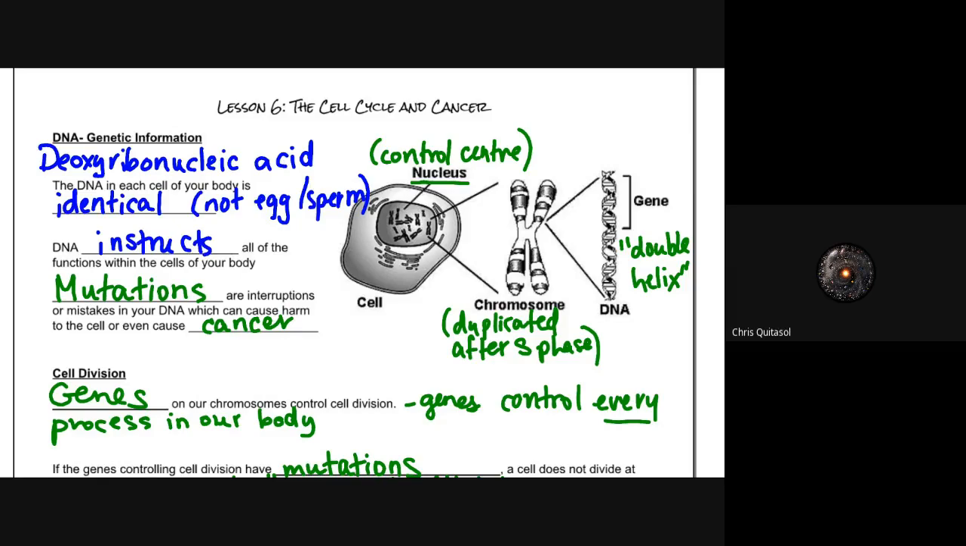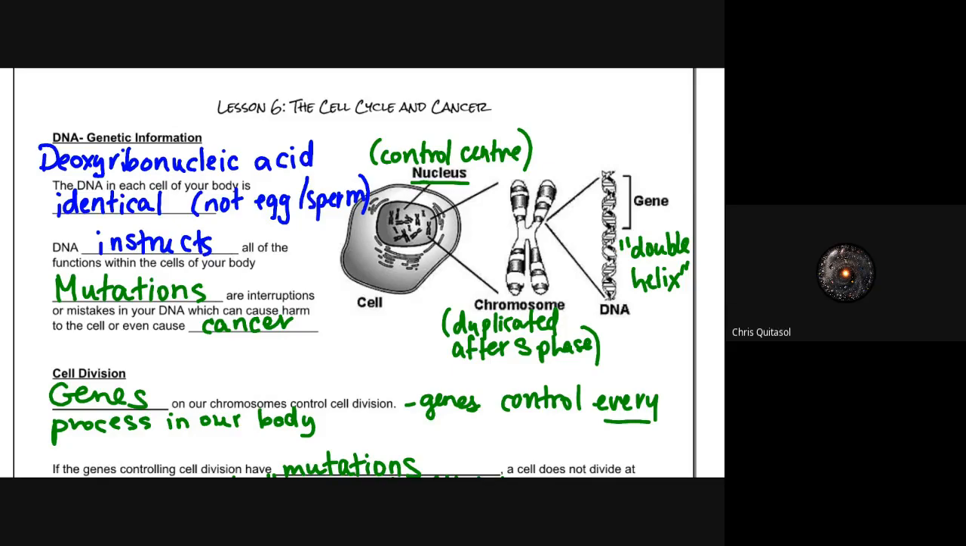That DNA is responsible for telling the body or telling the cells how to function within your body. And any mutations that happen to the DNA are interruptions in how that DNA tells your body how to behave and how those cells behave. And so these DNA mutations can be a factor that contributes to cancer.